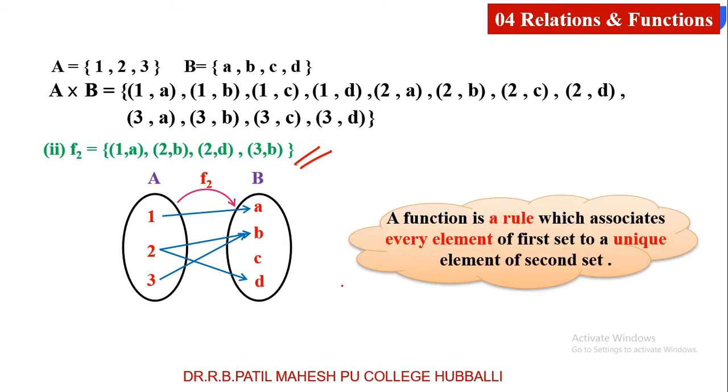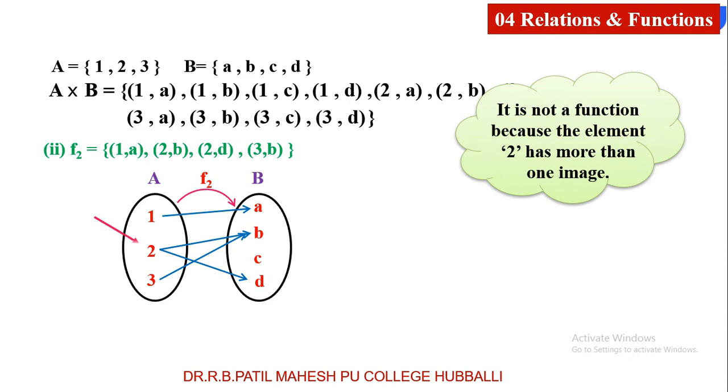A function is a rule which associates every element of first set to a unique element of second set. Then is F2 a function? Does F2 satisfy this rule that we have in front of us? It is not a function because the element 2 has more than one image. You can see the diagram, students. Here the element 2 has two images, B as well as D.